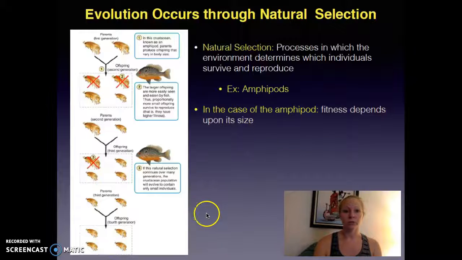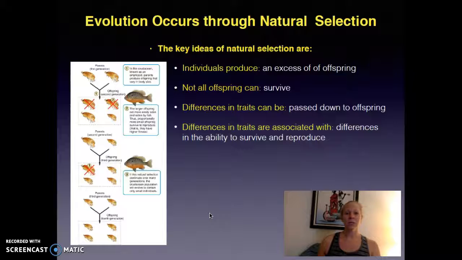It was predators. And so natural selection is driven through a few of these key ideas: that individuals produce an excess of offspring, and not all of these offspring are going to survive. One pair of amphipods is going to produce hundreds of larvae, and not all of them are going to survive. That's why they produce so many of these larvae, because many of them are delicious and will be eaten.